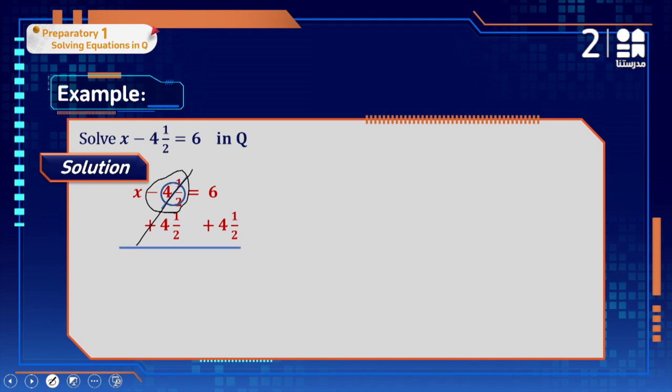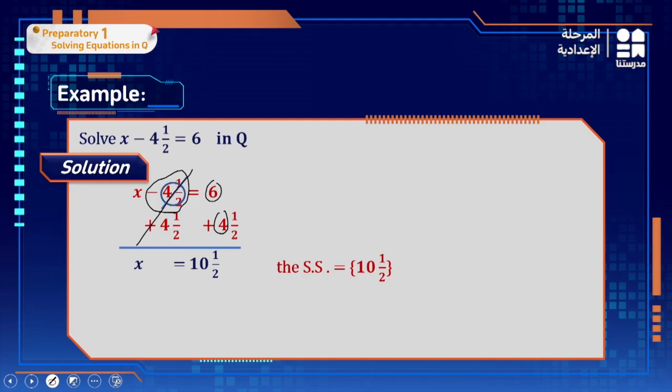Take a line, then put x down, and 6 plus 4.5 equals 10.5. So x equals 10.5, and the solution set equals 10.5 because 10.5 belongs to Q. Of course, it's a rational number.